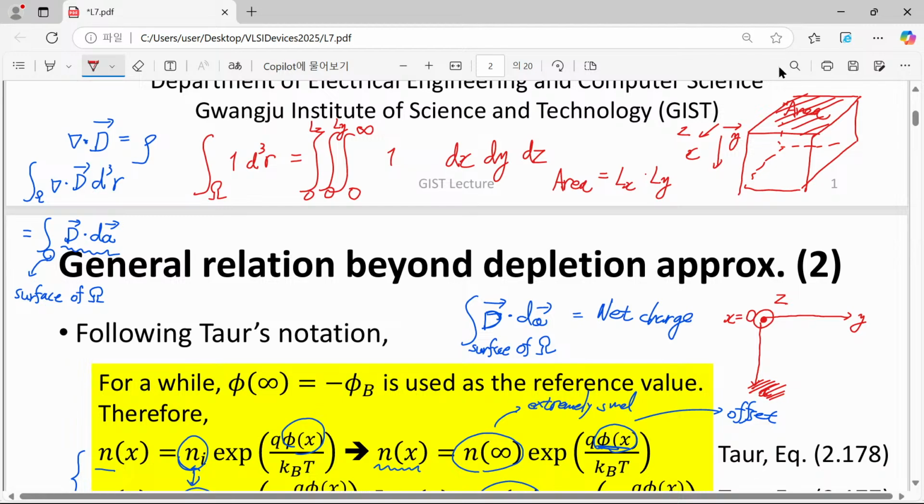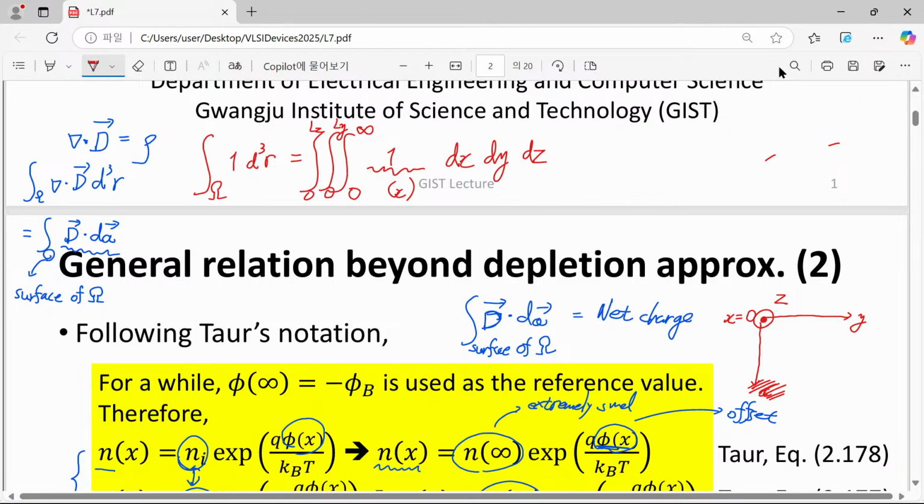Therefore, if this integrand is just a function of x instead of a function of y and z, then this integration over dy dz can be safely converted into just multiplication by the area. So now we can write it down this way. It is just the area multiplied by the integration of our quantity over dx. Are you all with me?